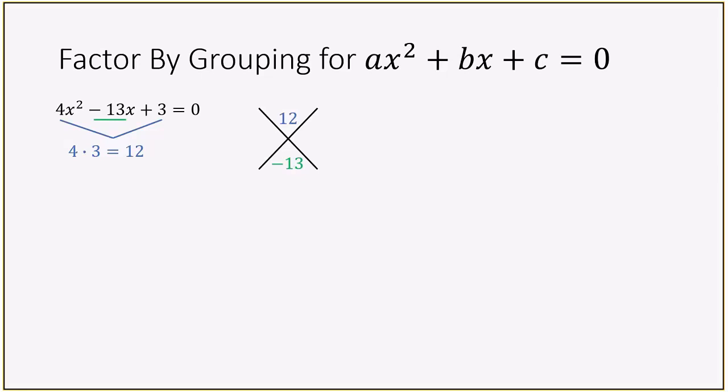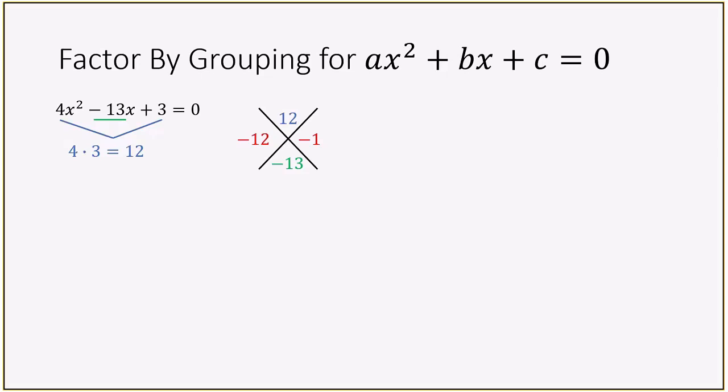And now I play the same game that I played on the previous slide. I want to find two things that multiply to get me 12 and add to get me negative 13. Well, I've obviously done this problem before, but that might take you some time. Eventually, hopefully, you'll be able to guess: negative 12 times negative 1 gets me 12, and negative 12 plus negative 1 gets me negative 13.